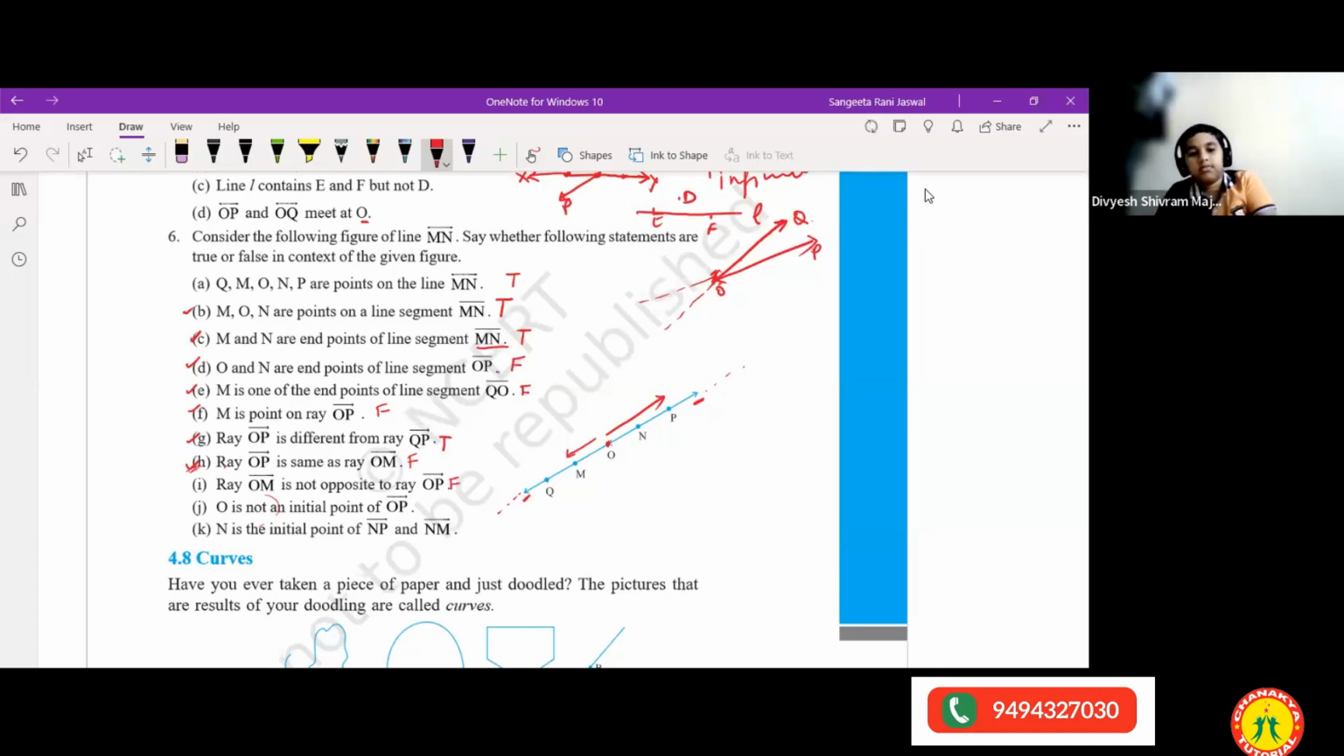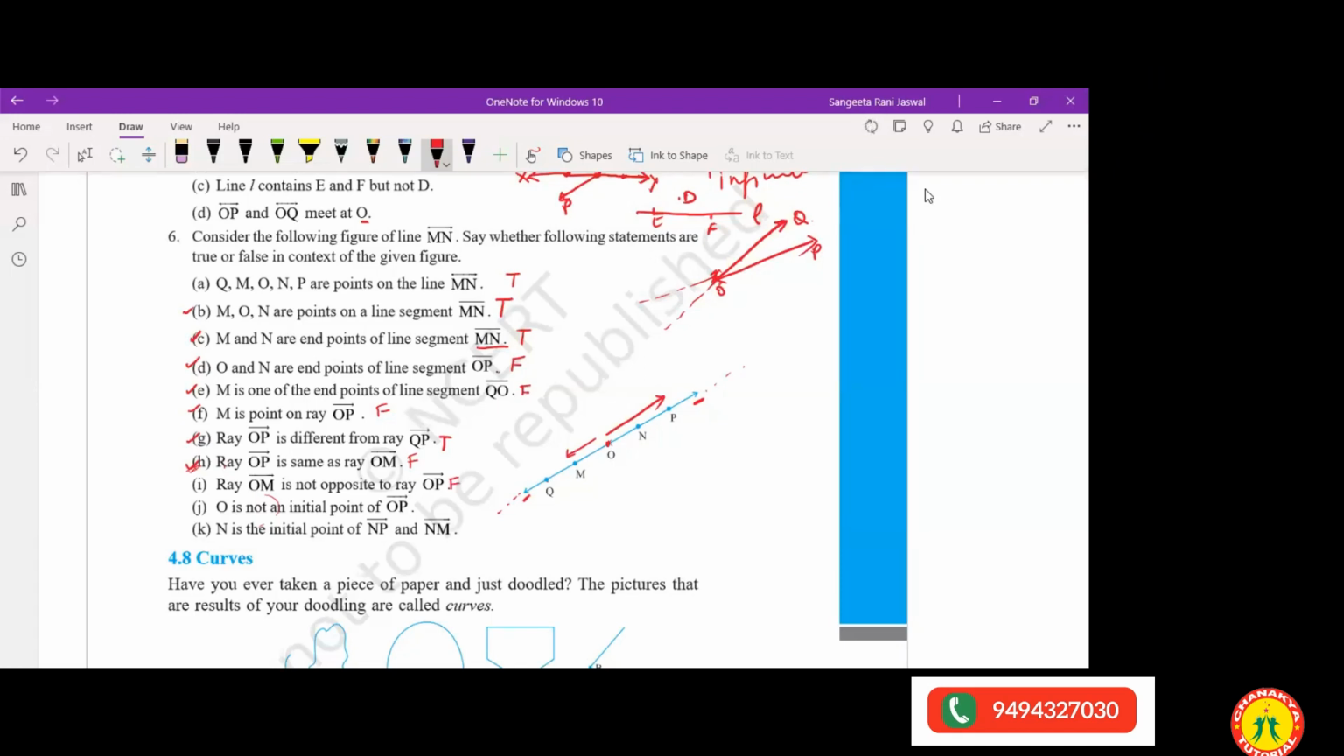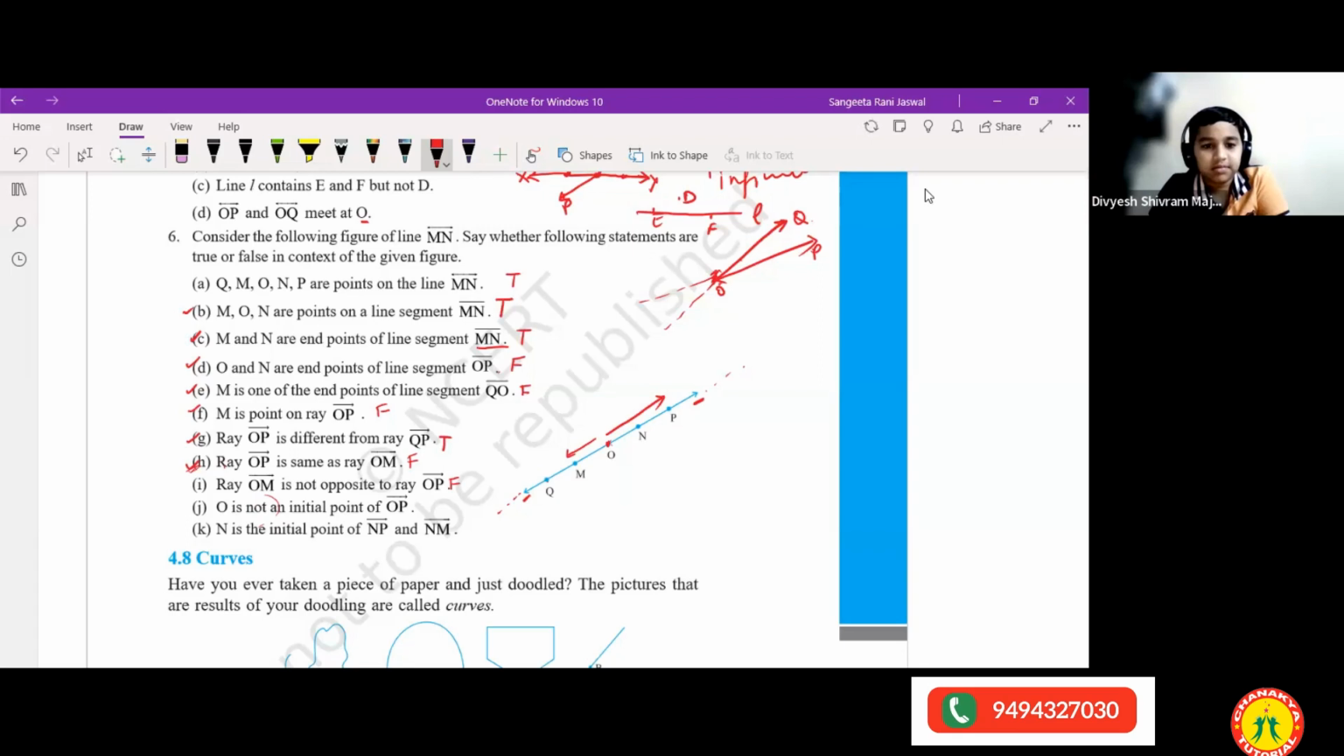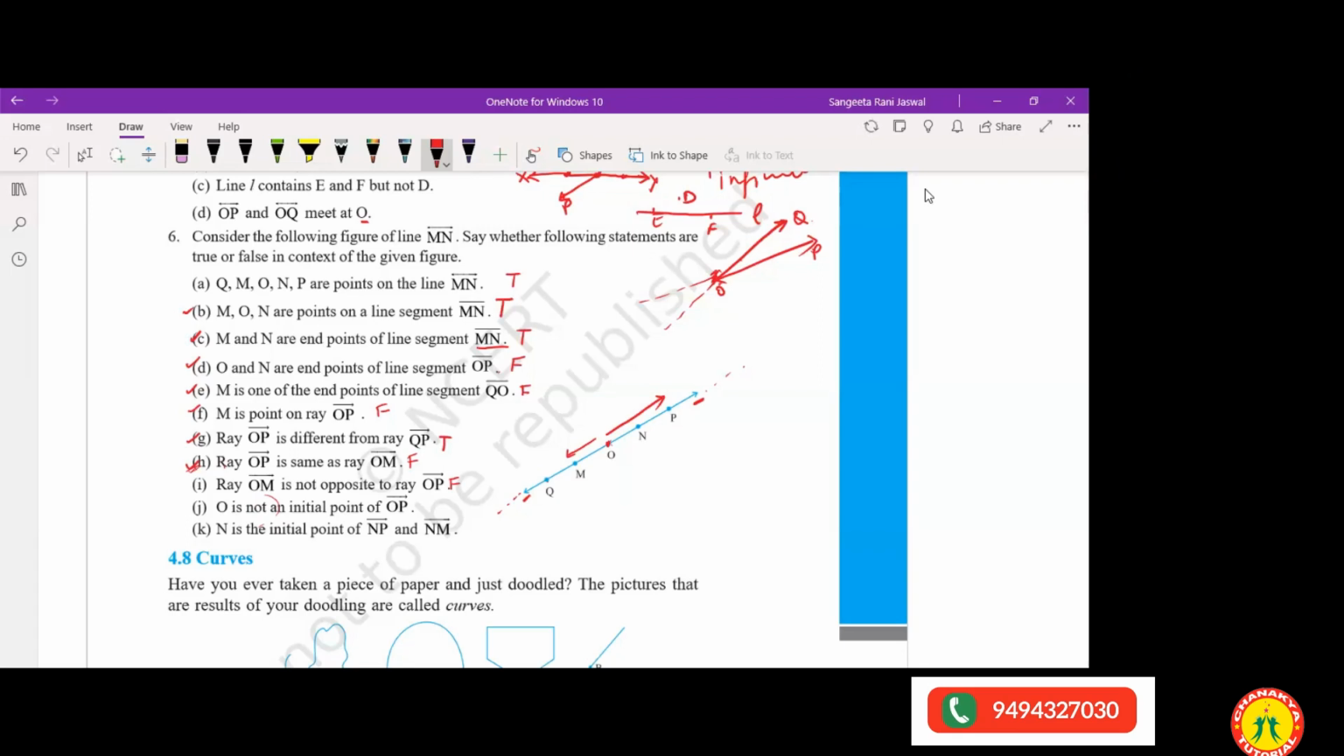Okay. O is next. O is not an initial point of OP. Ma'am, what do you mean by initial? Initial point means starting point. So, ma'am, of course it's false. O to P is a ray, so that means O is the initial point. So this is false only. Yes, ma'am. True.